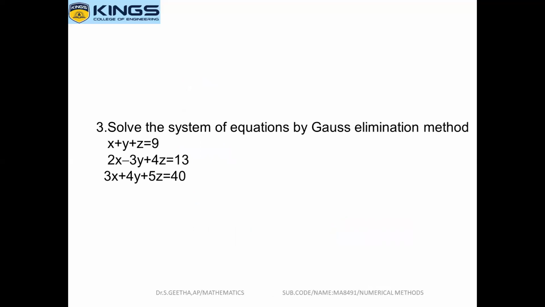This is the last problem. Solve the system of equations by Gauss elimination method. We are given the system x plus y plus z equal to 9, 2x minus 3y plus 4z equal to 13, 3x plus 4y plus 5z equal to 40. This is the system of linear equations. Now we transform this system to an upper triangular matrix. Then by using the back substitution method, we obtain the required solution.